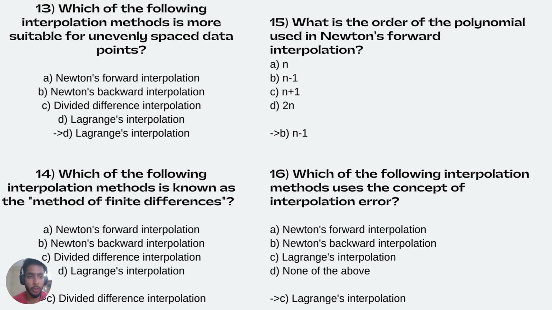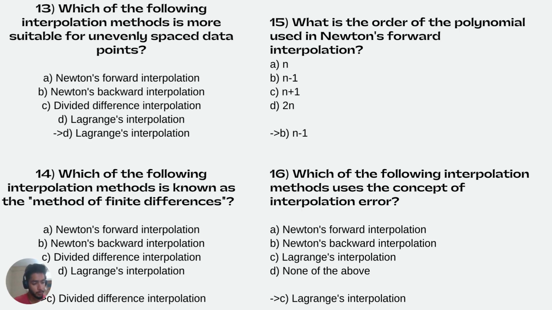Question number 13, which of the following interpolations is more stable for unevenly spaced data points? We know that Lagrange's interpolation is used for unevenly spaced data, where there are uneven gaps between the intervals, and Newton forward, Newton backward, divided difference are all used when we have equal intervals. So yeah, definitely Lagrange's interpolation is going to be our answer. Moving on to question number 14.